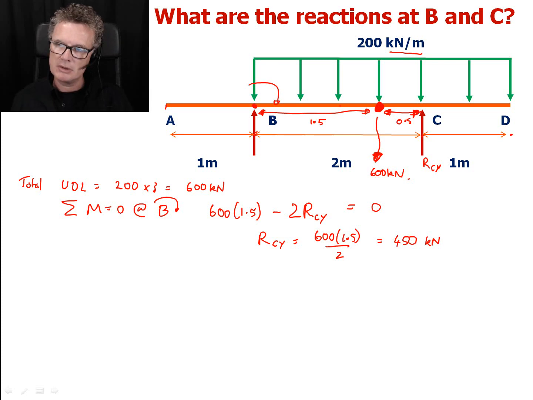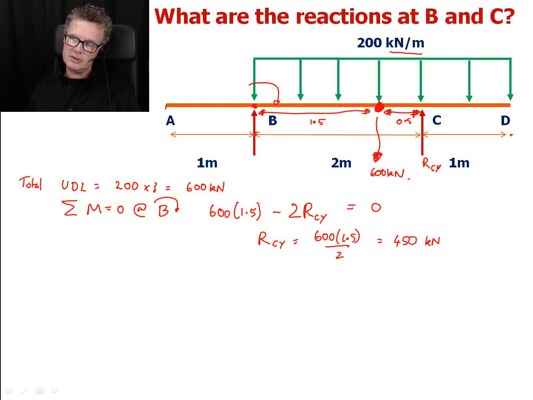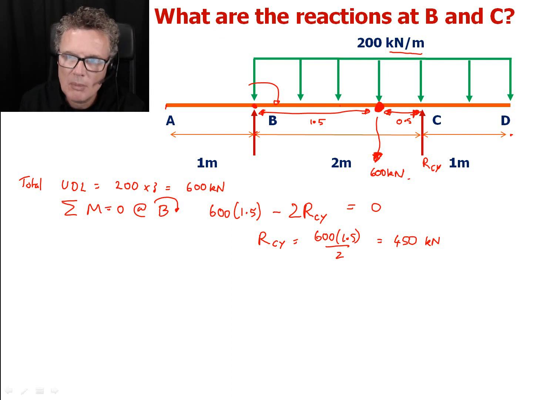Now I could just add up the forces, and 600 take away 450 will give me 150. That would give me the other reaction at B. It makes sense because it should be less. What's a good plan is take moments at your two pivots and then use the summation of your forces as a check that you've got the answer correct.